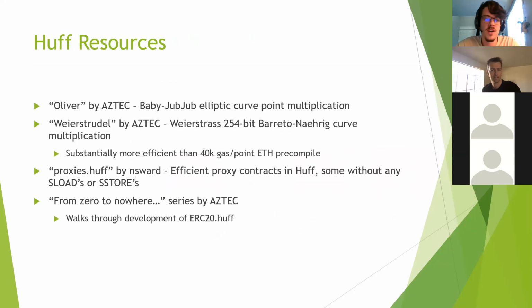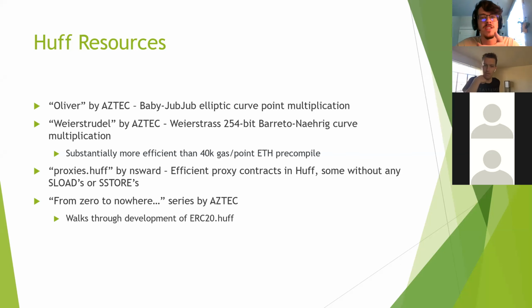Here are some resources for Huff. There's the Oliver library and the Weierstrudel library by Aztec. They just implement different elliptic curve calculations very efficiently. Weierstrudel is just trying to make a precompile that already exists in the EVM more efficient. And they actually have a really cool graph in their repo where the precompile, I think, only does 1 point at a time for this computation, but Weierstrudel does up to 16. And the more points you include, the more efficient it becomes on a per point basis.